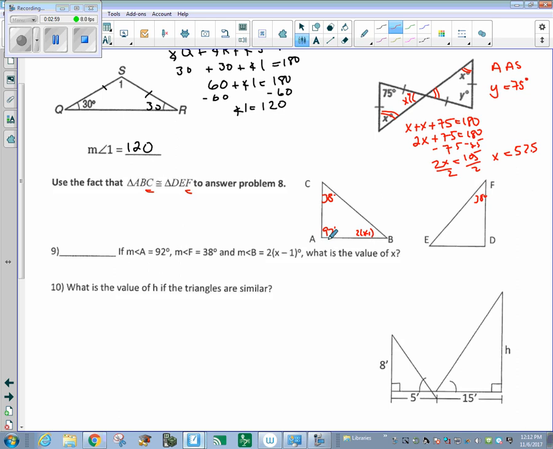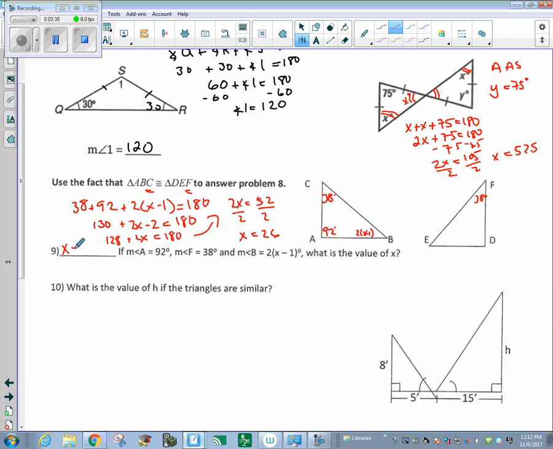So now I can add up all three angles in here and set them equal to 180 to find out what they are. So 38 plus 92 plus 2 times x minus 1 equals 180. Combining these two together, I get 130, plus I'll distribute, and then subtracting 2, 128 plus 2x equals 180. If I subtract the 128 across the equal sign, I get 2x equals 52, and then dividing by 2 leaves me with x equals 26, and that's what they're looking for in problem number 9.